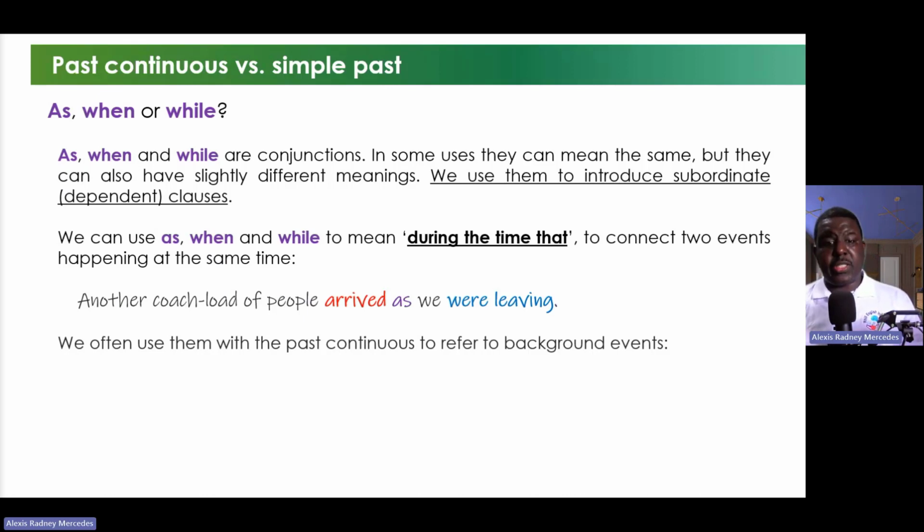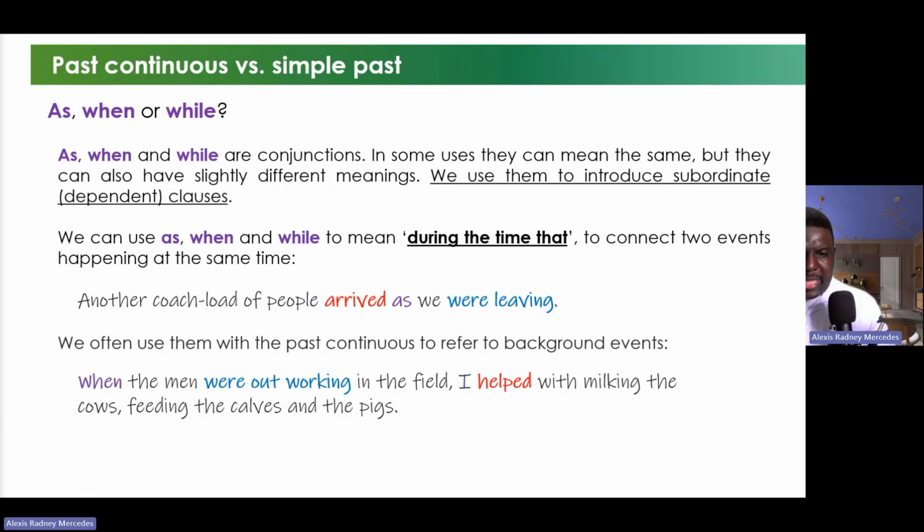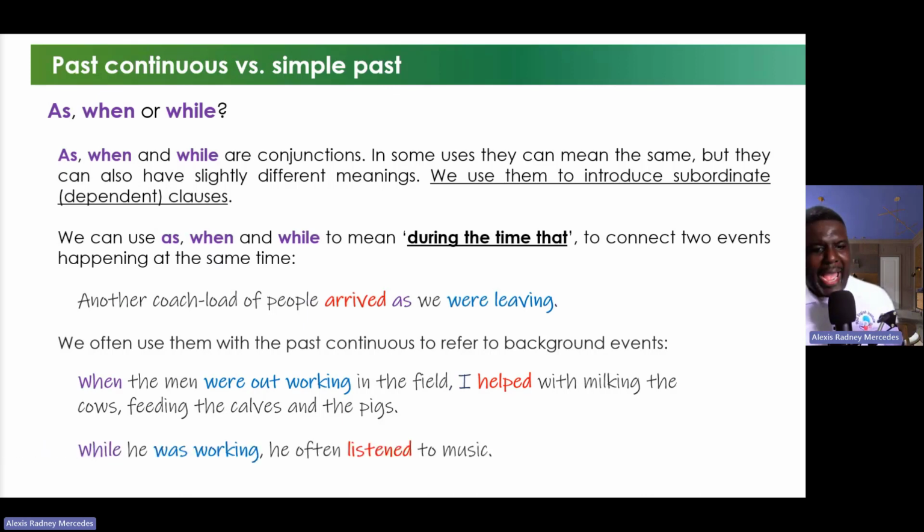We often use them with the past continuous to refer to background events, talking about as, when, or while. For example, when the men were out working in the field, I helped with milking the cows, feeding the calves, and the pigs. Okay? That's it. And while he was working, he often listened to music. Okay, guys? Now, that is the use of as, when, or while.